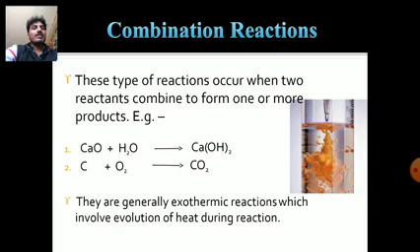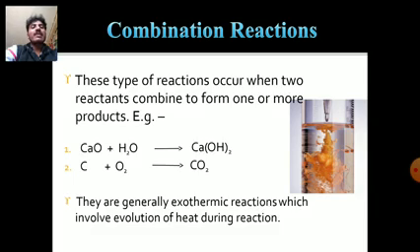In combination reaction, we will do a simple activity. We take a small amount of calcium oxide or quicklime in a beaker and slowly add water to this. Next, touch the beaker as shown in the figure. Do you feel any change in temperature? The temperature is slightly raised. This type of reaction occurs when two reactants combine to form one or more products. This process is known as the combination reaction.